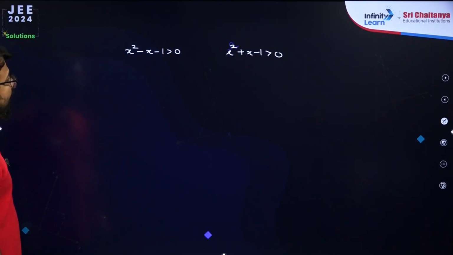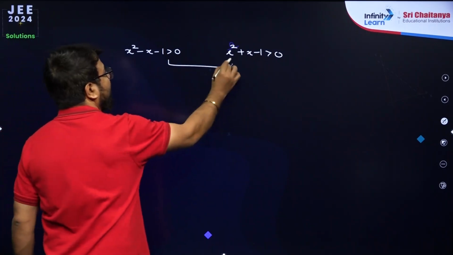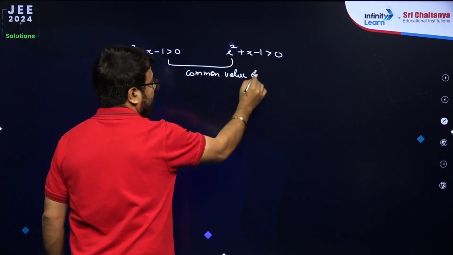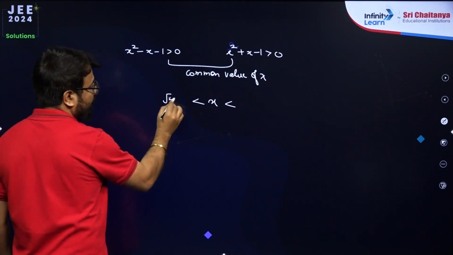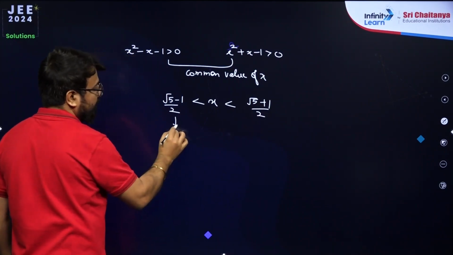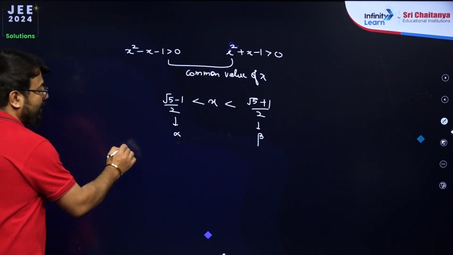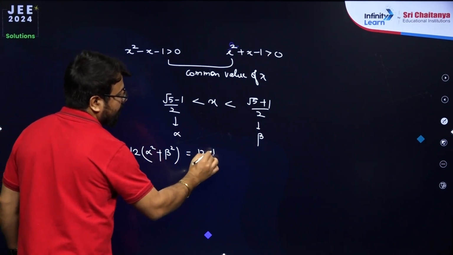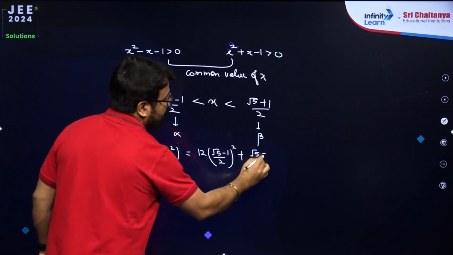Okay. So here in both these situations we are getting discriminant greater than 0. Obviously roots will be obtained. So common values of x that will satisfy this expression will lie between alpha and beta. That will be root 5 minus 1 over 2 and here it will be root 5 plus 1 over 2. This will be the value of alpha and this will be the value of beta. Now they have asked us to get the value of 12 times alpha square plus beta square. So it is 12 times root 5 minus 1 upon 2 whole square, and again root 5 plus 1 upon 2 whole square.